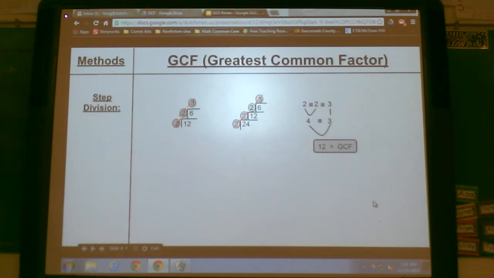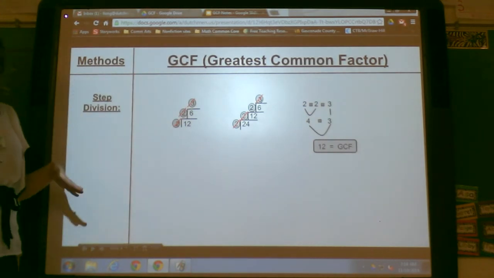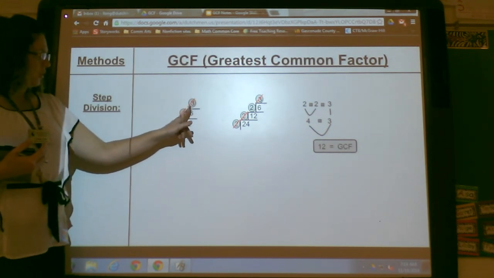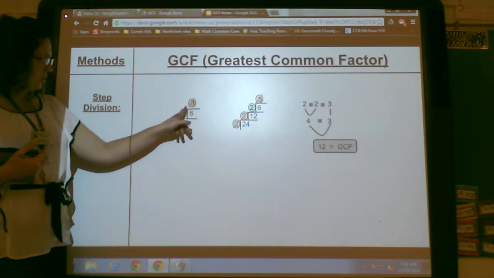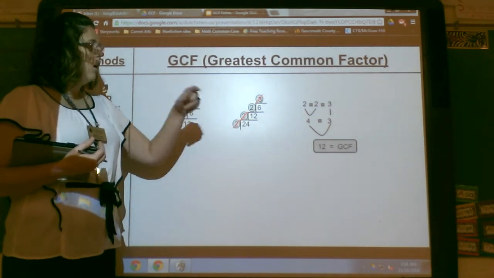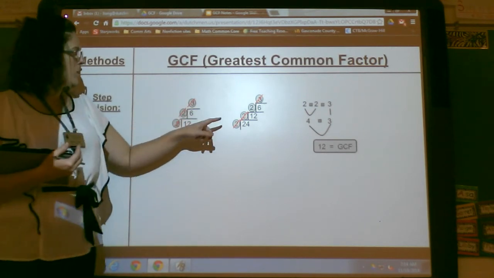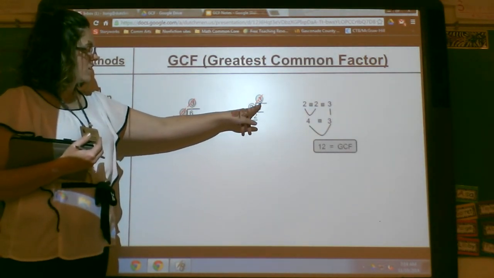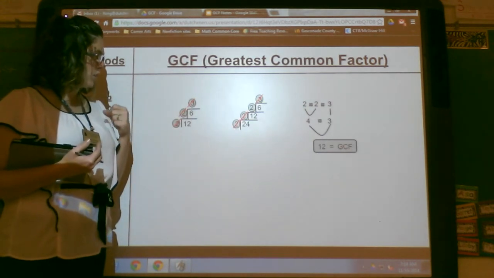Here are the same two numbers, only this time we're doing the step division. It's going up, but it's the same thing. 2 goes into 12 6 times. 2 goes into 6 3 times. Those are prime, so we circle them. 2 goes into 24 12 times. Excuse me. 2 goes into 12 6 times. 2 goes into 6 3 times. Those are all prime, so we circle them.